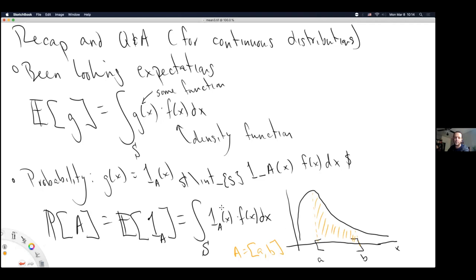Now, the same trick happens. The indicator function is zero anytime x is not in A. And so zero is going to multiply by the density function. Density function times zero is zero, and that will contribute nothing to this integral. And when x is in A, then the indicator function is just going to be one. 1 times the density function is the density function. And so you're just taking the integral under this function from A to B.